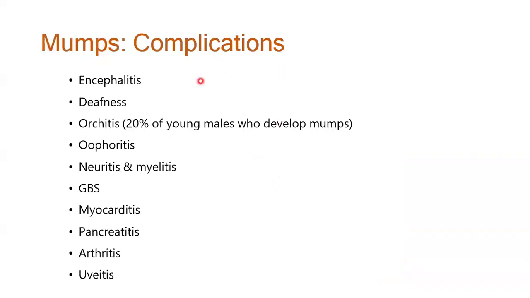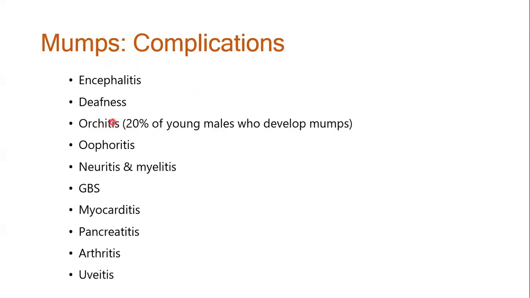Complications: encephalitis, which is inflammation of the brain parenchyma. We can have deafness, otitis. Then orchitis, in 20% of young males who develop mumps. So orchitis is inflammation of the testes.